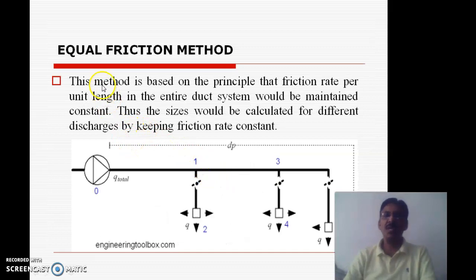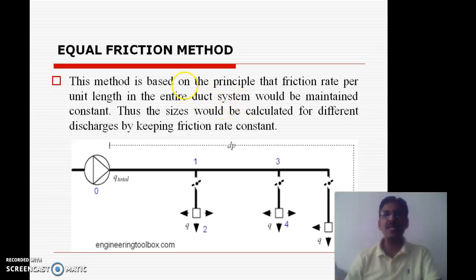The next method is the equal friction method. This method is based on the principle that the friction rate per unit length in the entire duct system is maintained constant. Thus the size can be calculated for different discharges by keeping the friction rate constant. In the last method, that is the velocity reduction method, we have to decide the velocity. This parameter is important, by selecting velocities for different duct lengths. We go for the design of duct, means for calculating the diameter of the duct.